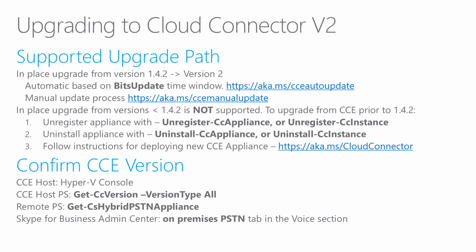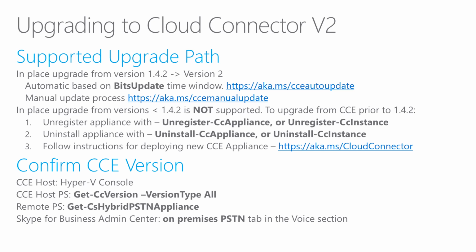You can confirm which version of CCE is installed in one of several ways. First, by looking at the Hyper-V console on the Cloud Connector host, you'll be able to see the version number in the name of the VMs listed. You can open a PowerShell as administrator on the Cloud Connector host and run Get-CcVersion -VersionType All. The -VersionType parameter was introduced in Cloud Connector V2. This will list all of the information about what's installed and the running backup version.